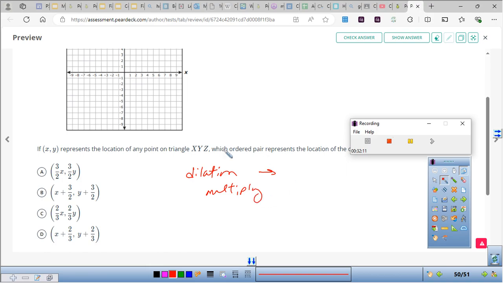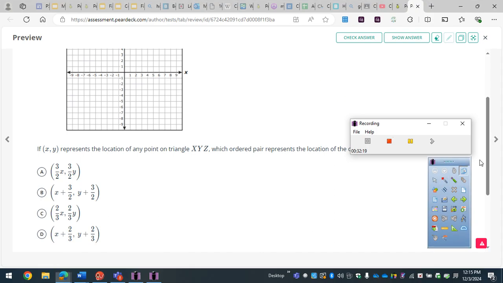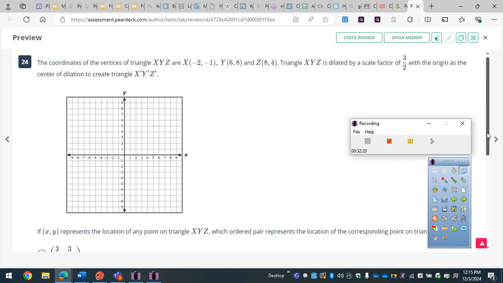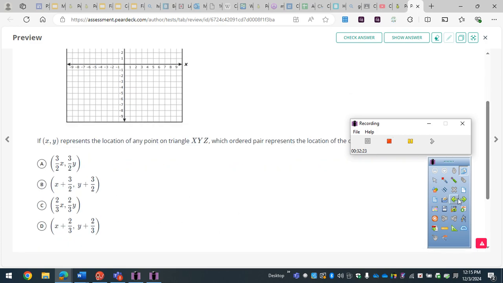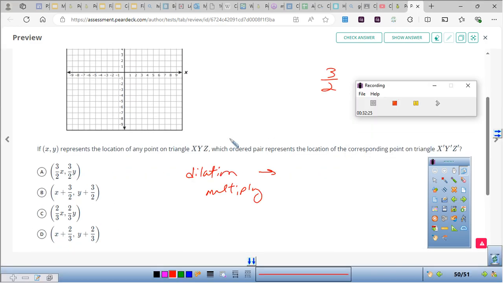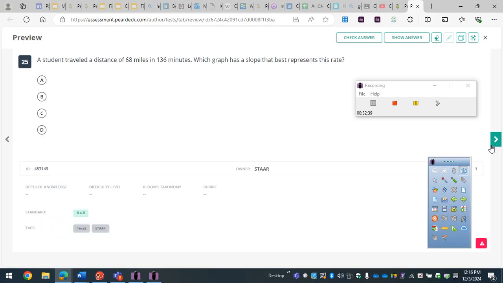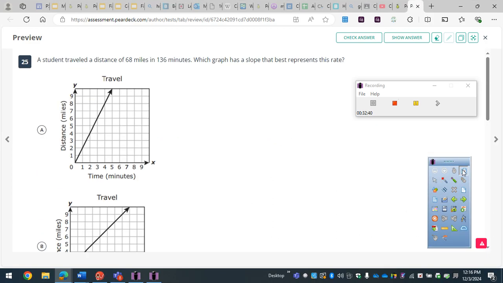Okay, multiply, and they're saying to multiply by what number? I believe it's 3/2 up there. Yes, 3/2. So if I come down here, I should look for which one multiplies by 3/2. Here they're adding 3/2. Here that's 2/3. Anything with 2/3 is just wrong, and there it is, multiplying by 3/2. It's so easy, that one. Moving on. We're almost done. Thank you, God.